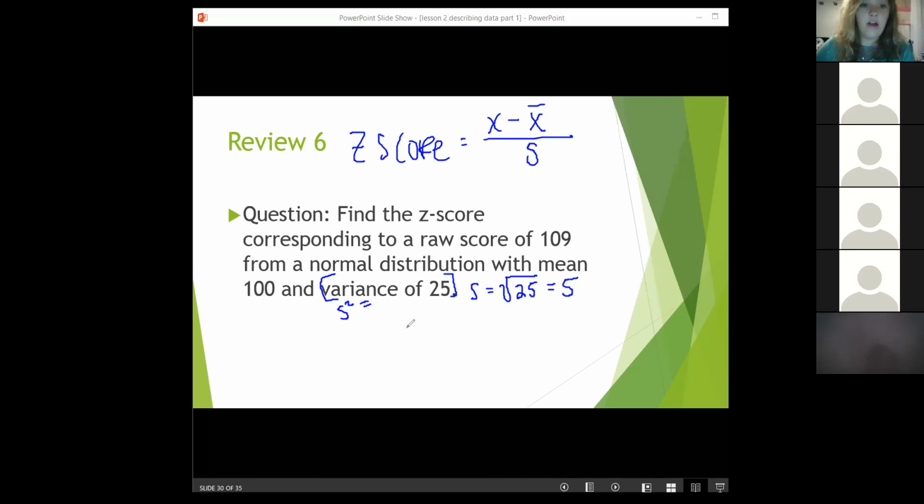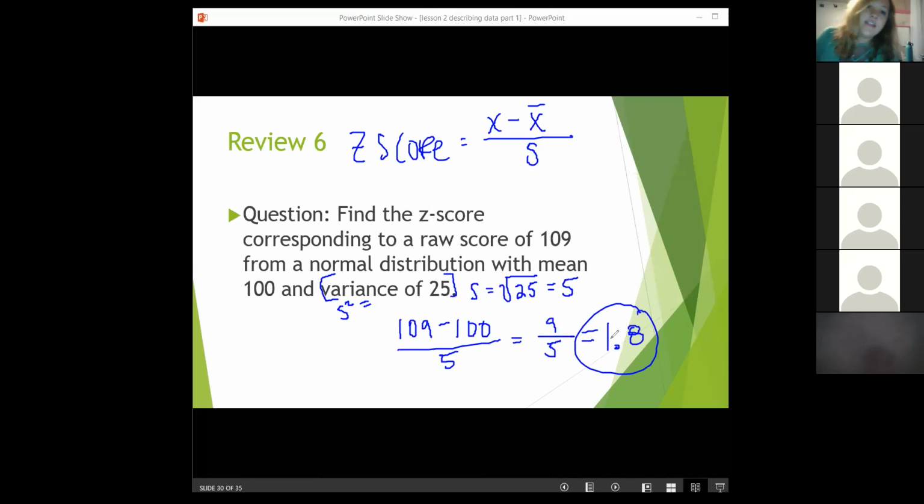So if we were to plug all this in, we would do 109 minus 100, so our original score minus the mean, divided by our standard deviation, which we found is 5. And then if we solve this, we're going to get 9 over 5, which is equal to 1.8. So great job. Does that make sense to everybody?